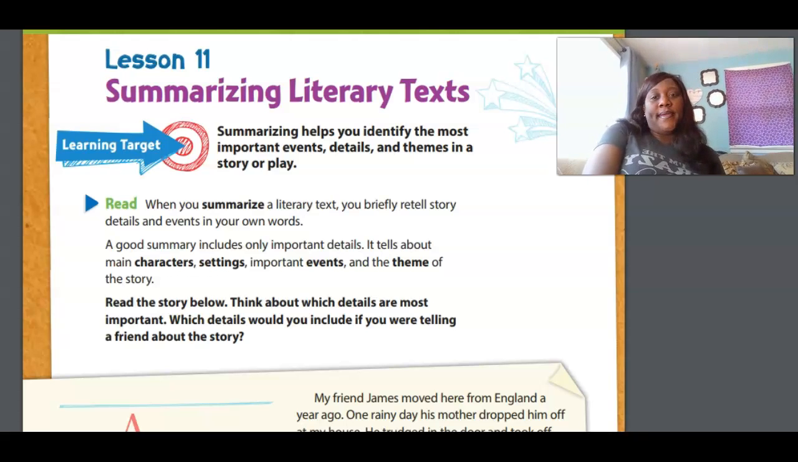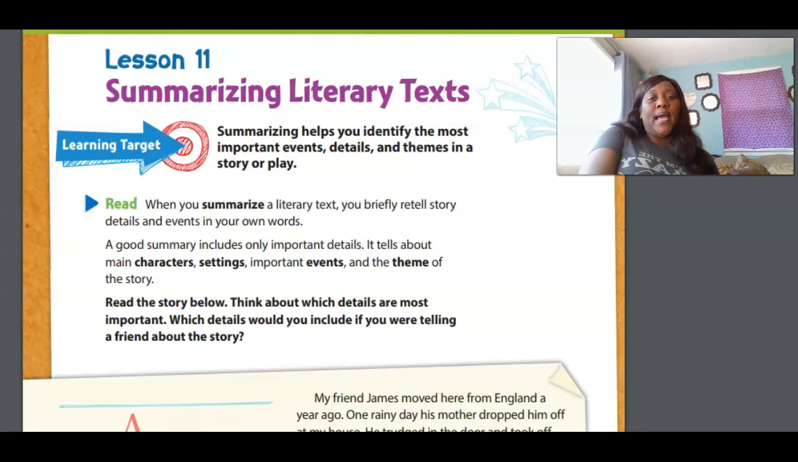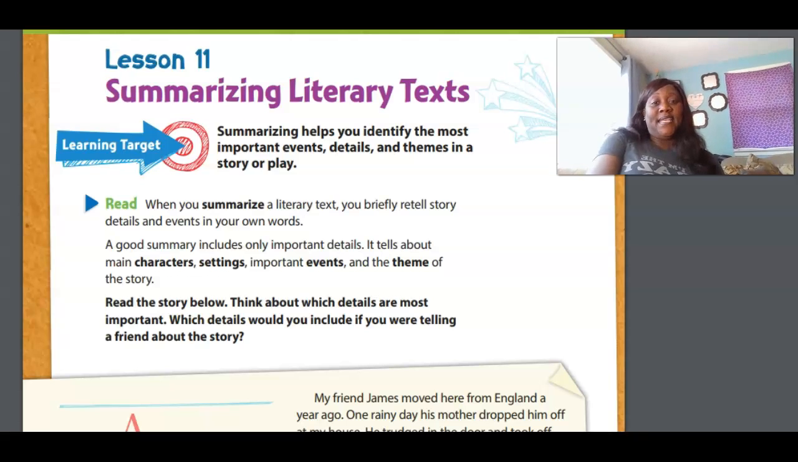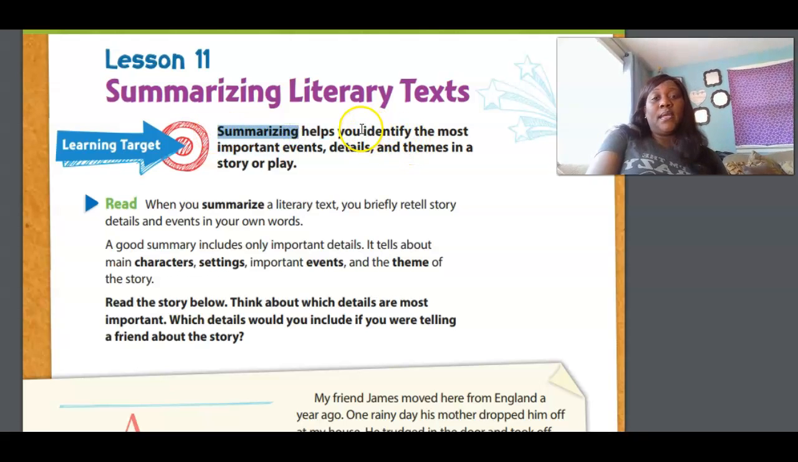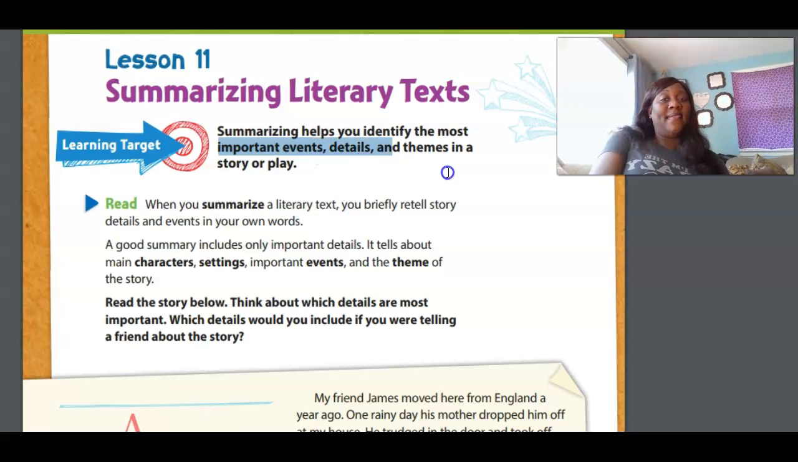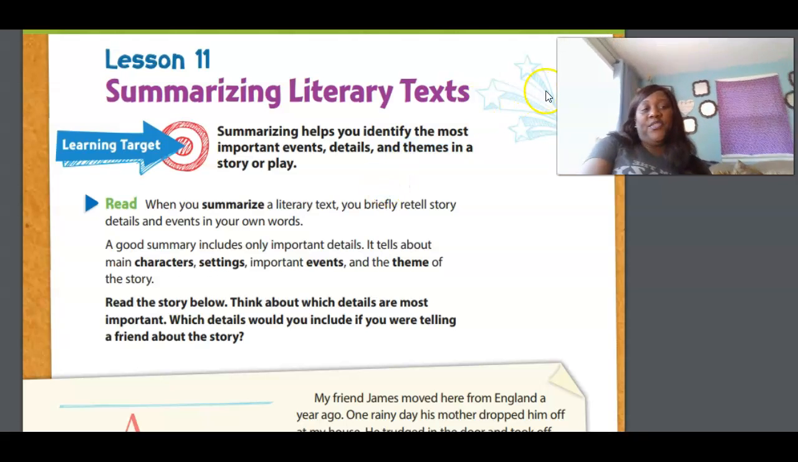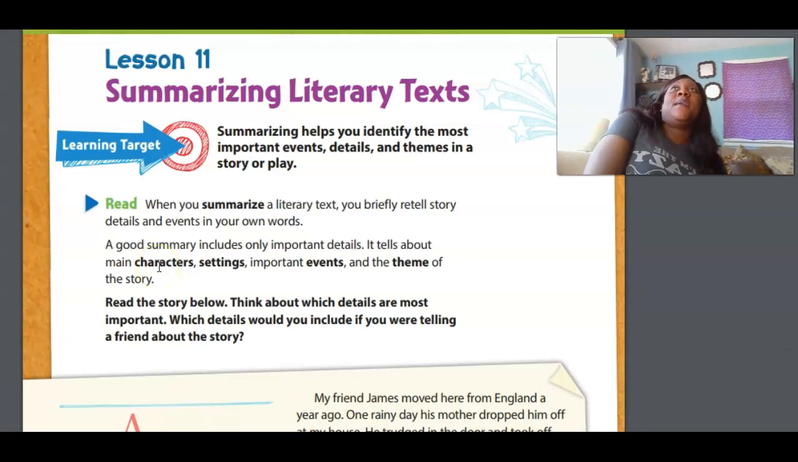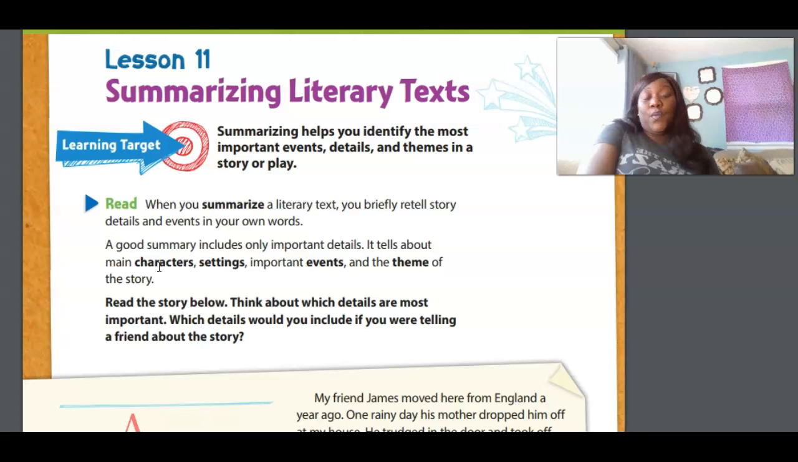Let's look at our learning target. Summarizing helps you to identify the most important events, details, and themes in a story or play. So let's highlight some things here. Summarizing, that's our job, is going to help us to what? Identify the most important events, details, and theme in a story or play. So we know about theme because that's what we worked on last week. Theme is I can figure out the theme of a text by using details from the text. So we know that part.